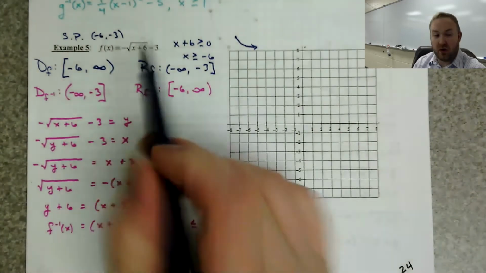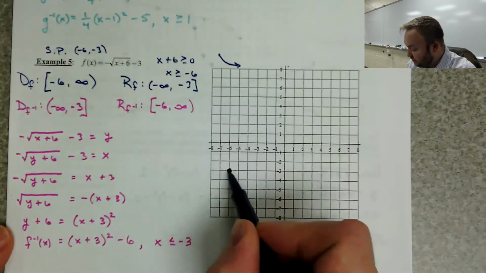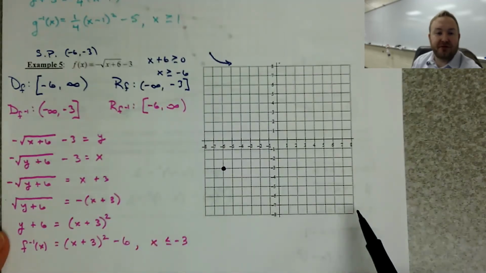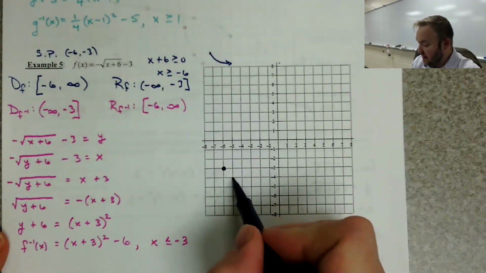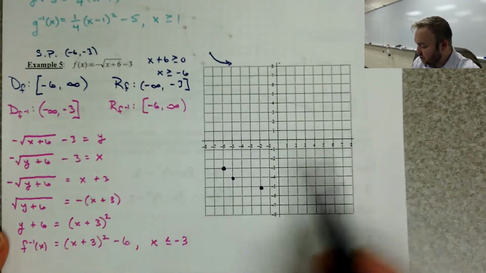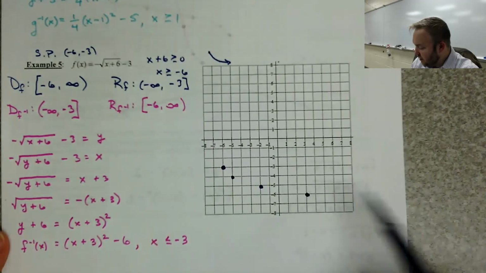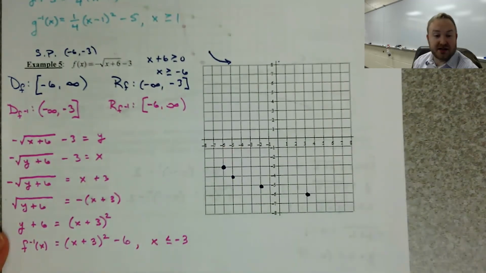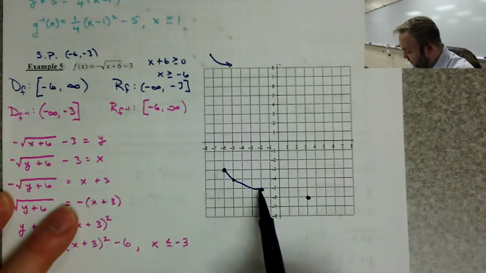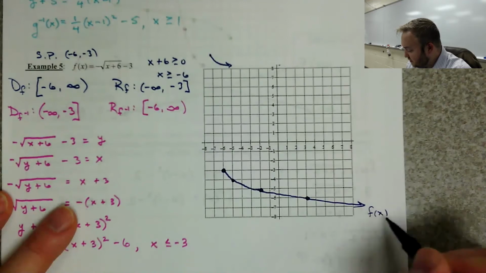So I'm going to graph my square root function. We already know the starting point is at (-6, -3). We know that because of the negative, we are going to be graphing the bottom half of the parabola. So I'm going to move right 1 and down 1. I'm going to move right 4 and down 2. I'm going to move right 9 and down 3. And I don't think I can move right 16, so I'm going to call it quits there. And there is f of x.